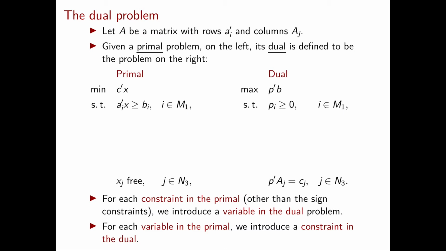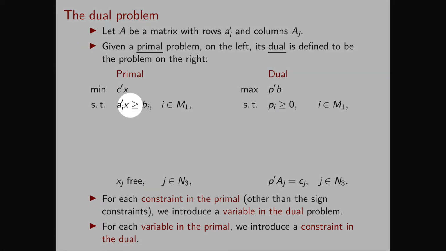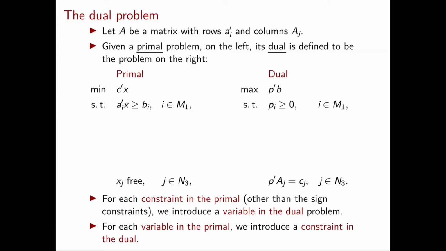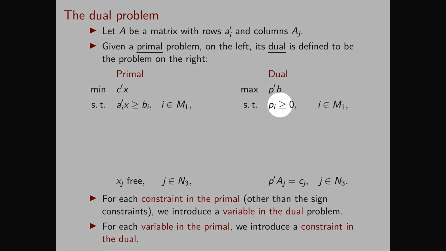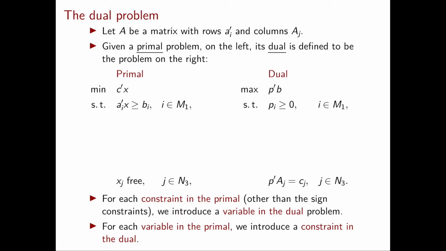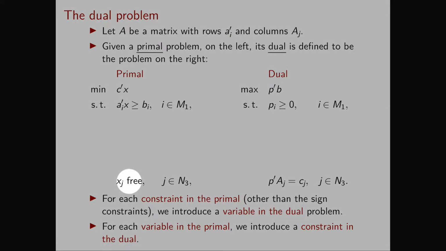So why do I start with such a simpler primal linear programming problem? Well, that's because we've already seen how the dual looks like. In fact, we have seen that for every primal constraint of the form a_i transpose x greater than or equal to b_i, we need to introduce in the dual a variable p_i which is greater than or equal to 0. On the other hand, for every free variable x_j in the primal, we have a corresponding constraint in the dual of the form p transposed A_j equal to c_j.